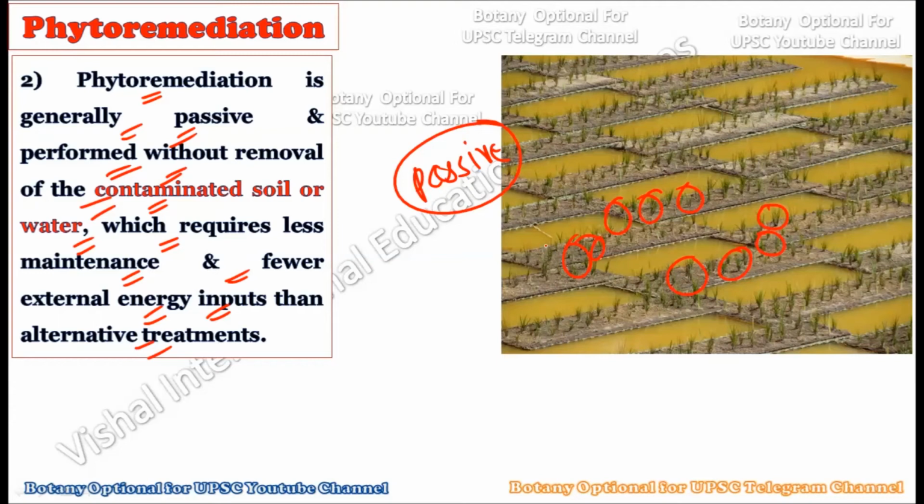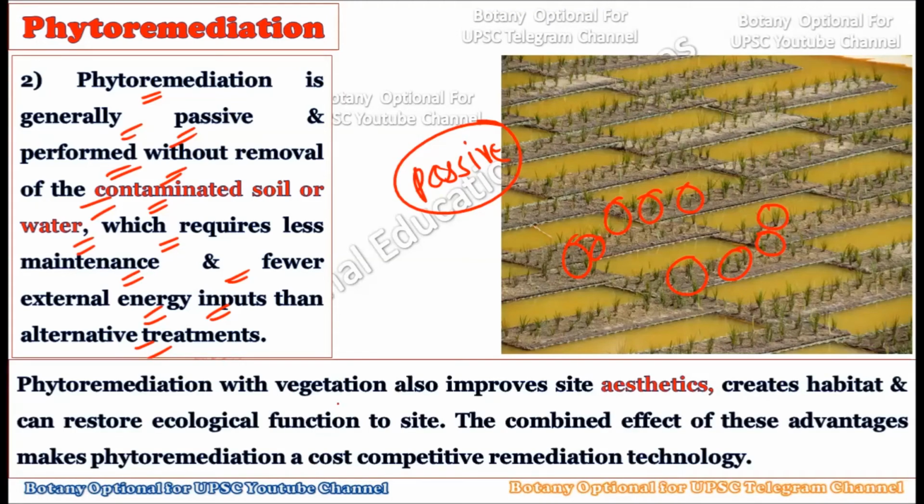Okay, if you prefer the other methods, but during phytoremediation, what we have to do is simply plant the trees in that particular polluted area of the soil or the water, and these plants will do the rest of the work, and not much energy input is required throughout this process. Now see, phytoremediation with vegetation will also improve the aesthetics.